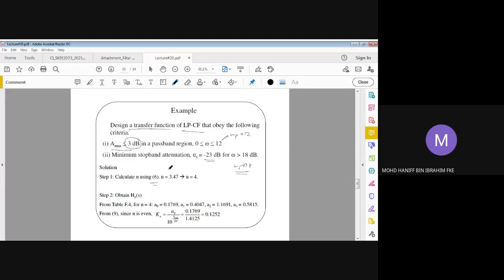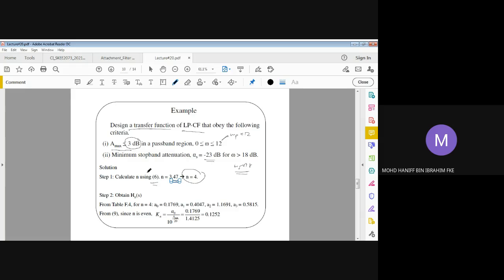By then you are supposed to get the value of n equal to 3.47, and as a result the rounded up value should be 4. That should be your filter order n. I suggest you try to substitute all these parameters in equation 6, and you must be able to obtain this n of 3.47.